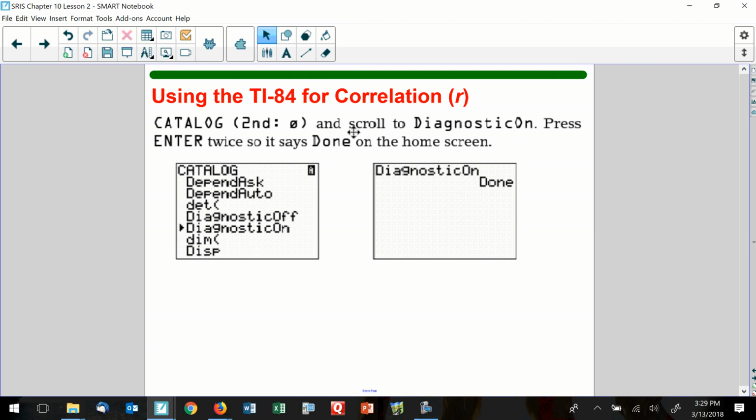Use the arrow and just scroll down to the one called Diagnostic On. They're in alphabetical order, so look for Diagnostic On and press Enter twice. And then you'll see "Done" here, meaning you've taken care of that, and no longer on this calculator will you have to do that. It'll show you a correlation. So make sure that's set up for the next thing we're going to do.